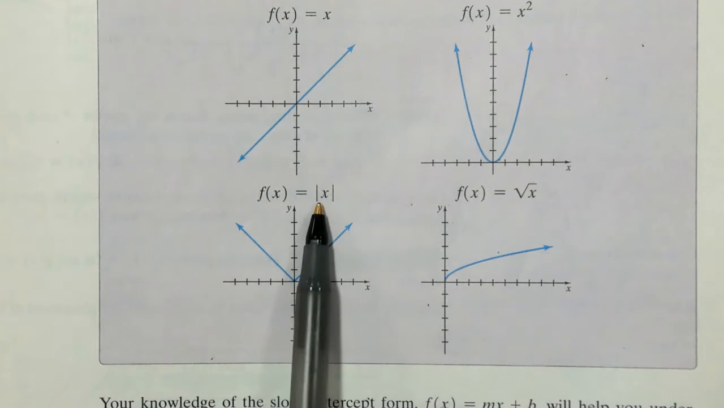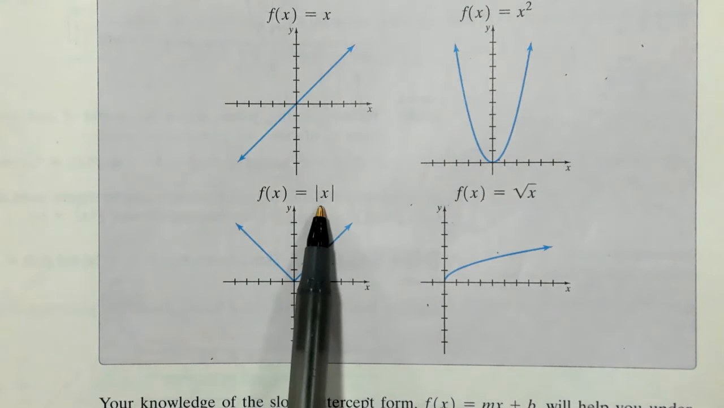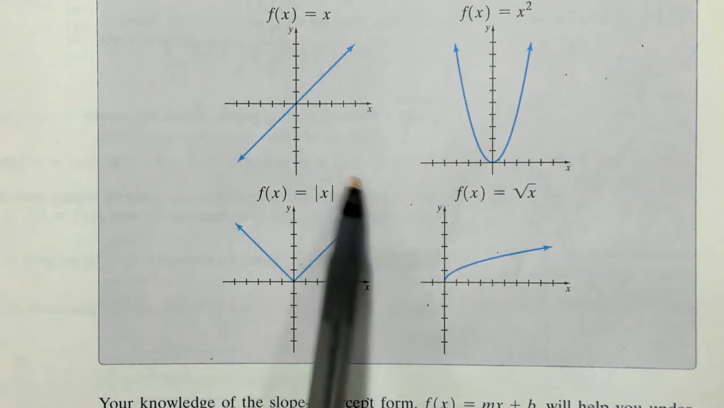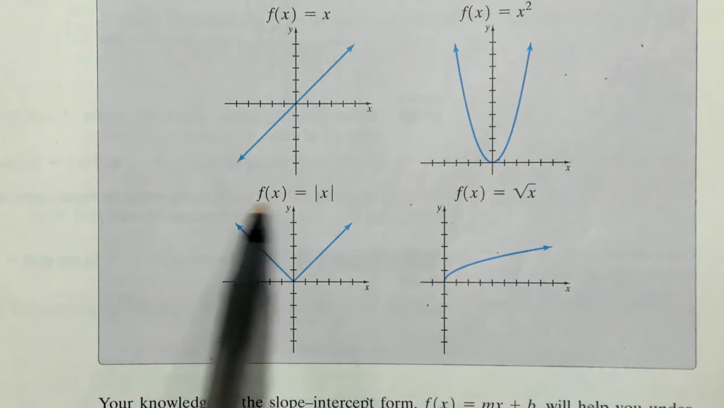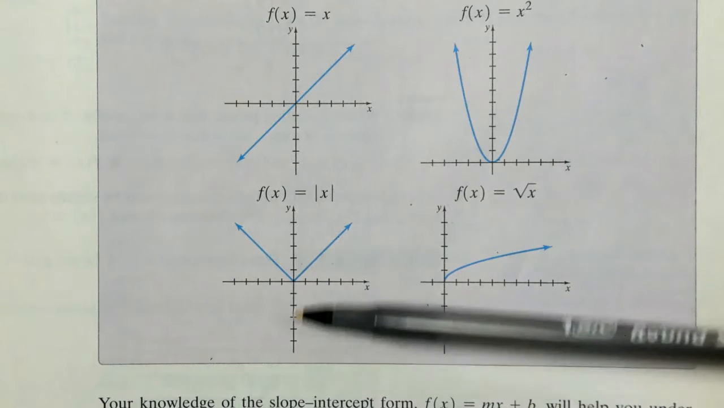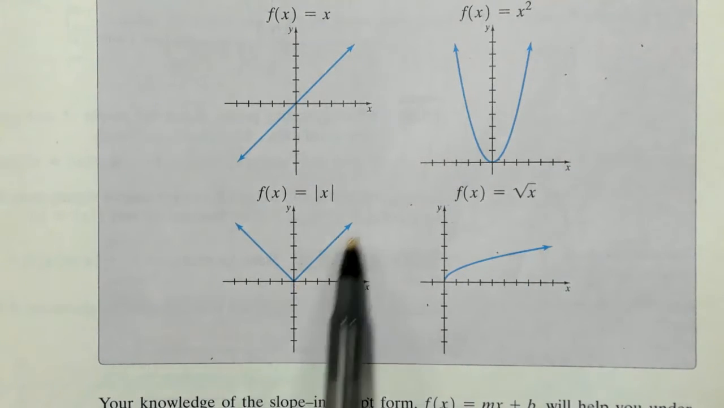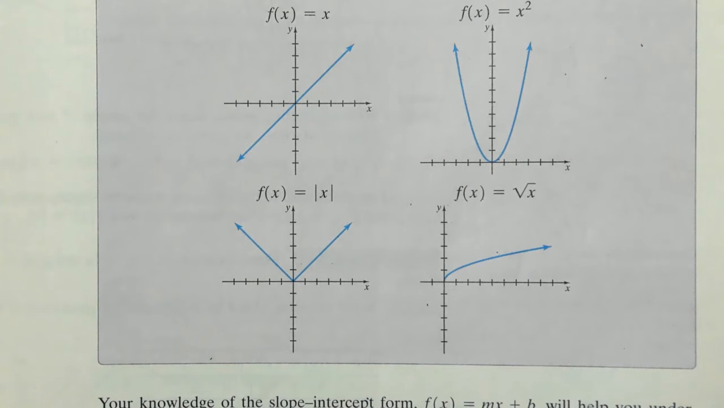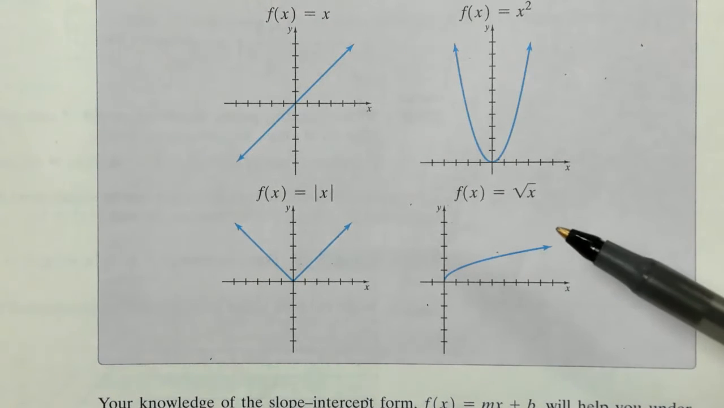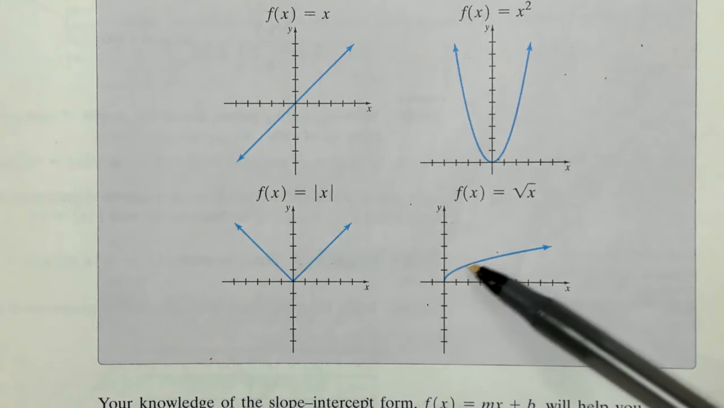All right, next we have absolute value. Anytime you have an absolute value, that means while x may be negative, your final value, which is going to be your y, your f of x, is always going to be positive. It's never going to cross down here into this negative y area. So you're going to end up with something like this. Okay, next we have square root of x, and so that one looks like this.